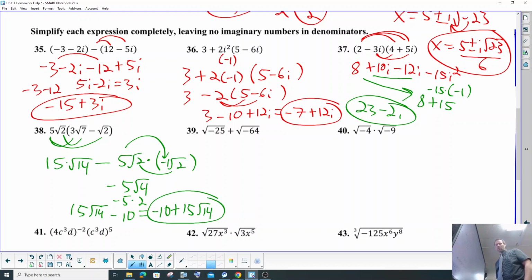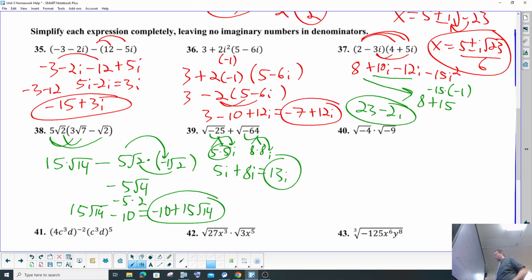Pause me. Try another one. Okay, the square root of negative 25, 5 times 5, as well as 8 times 8. But the negative becomes an i. Since you have a pair, it'll come out, and the negative becomes an i. So we get 5i plus 8i is 13i. So, yep, that's the only way we can do those, is separately.